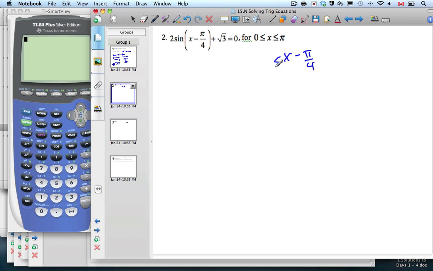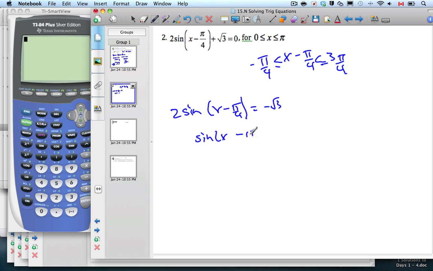All right, so if you're going to subtract that on the inside, you have to do it also to the left side. So we have negative pi over 4, and to the right side, which gives us 3 pi over 4. Okay, so now we're going to solve for sine. I get 2 sine of x minus pi over 4, subtract the root 3, divide by 2. Okay, and I get sine of x minus pi over 4 equals negative root 3 over 2.